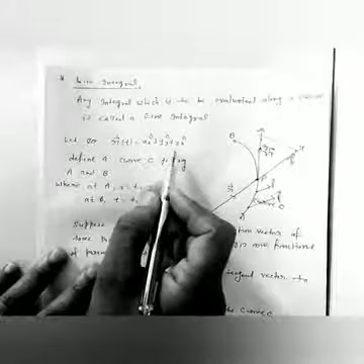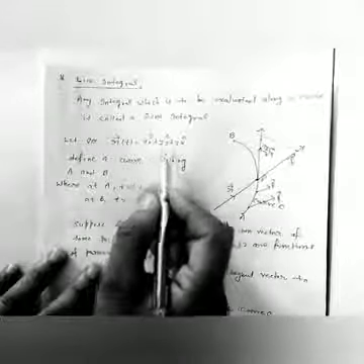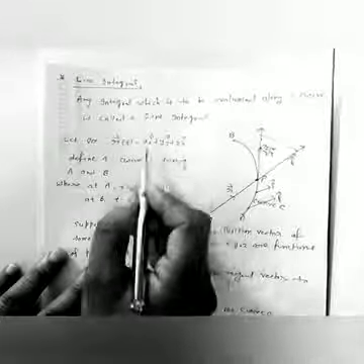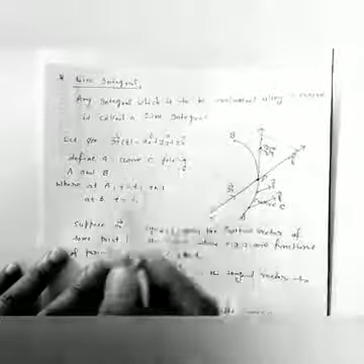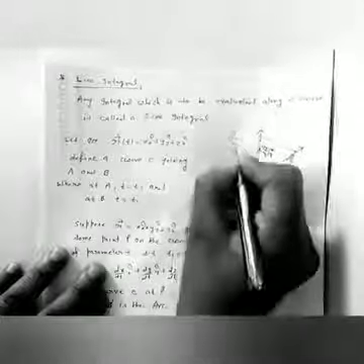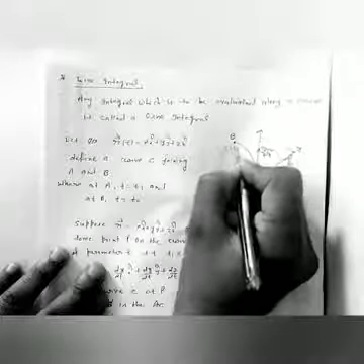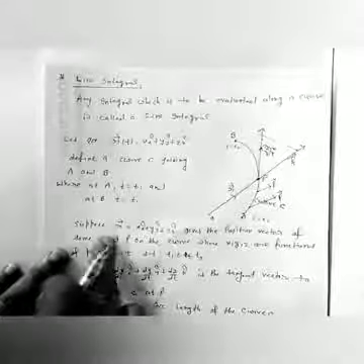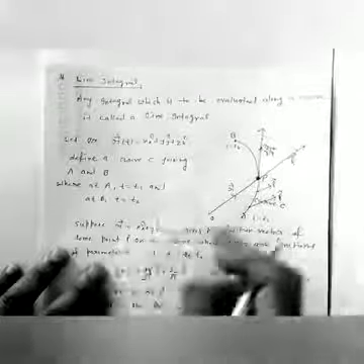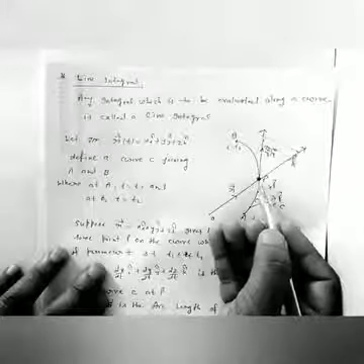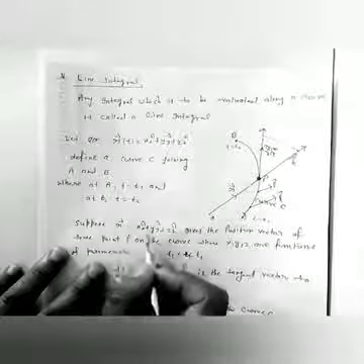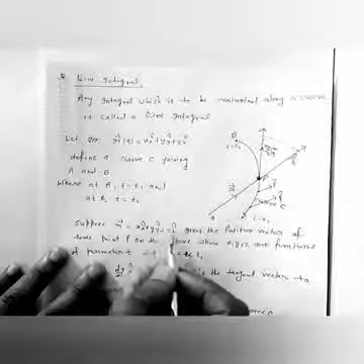xi + yj + zk cap, where x, y and z are functions of the variable t in parametric form, where at point A, t is equal to t1 and at point B, t is equal to t2. Suppose P is any point on the curve, then the position vector of any point on the curve is given by r vector equal to xi cap + yj cap + zk cap.